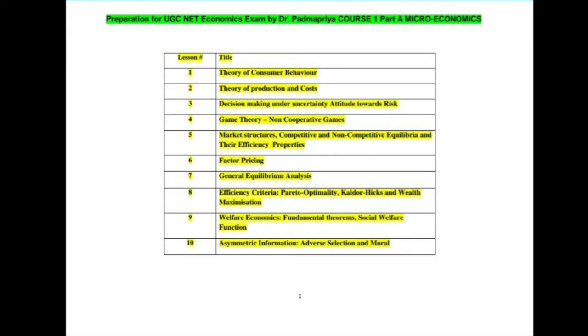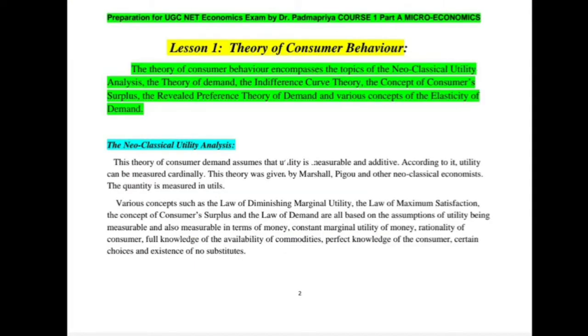Today in the first course, I will be covering the first 5 chapters of Unit 1 of Microeconomics of the UGC NET Economics syllabus. So let us proceed to the first chapter or first lesson of the course. The title is Theory of Consumer Behavior.